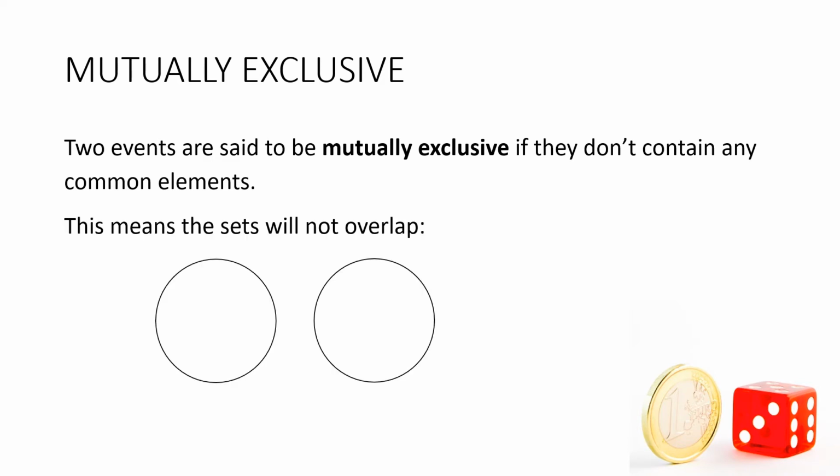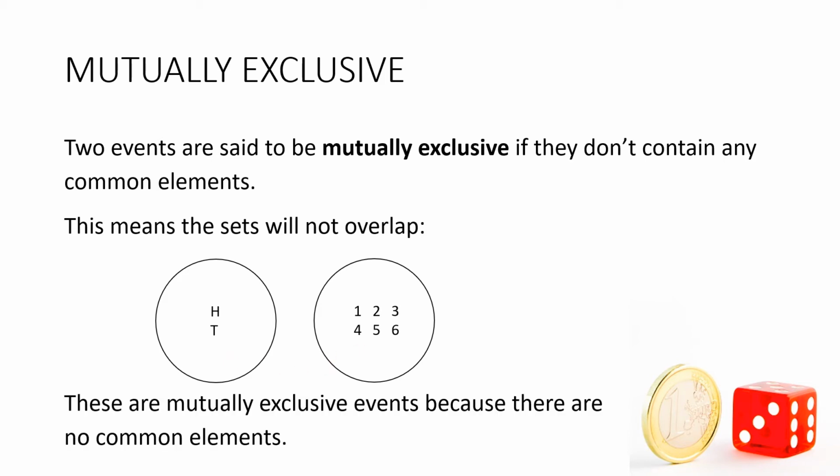Now 2 events are said to be mutually exclusive if they don't contain any common elements. And it means in our Venn diagram, the sets are not going to overlap. Remember before we had overlapping circles with the biology-chemistry experiment because we had some students take both biology and chemistry. Now let's have a look at this experiment where we had the coin and the die. Let this set be the outcomes of the coin, so that could be heads or tails. And this set be the outcome of the die. That's the numbers 1, 2, 3, 4, 5, 6. There's no common elements. So therefore, they are mutually exclusive events.